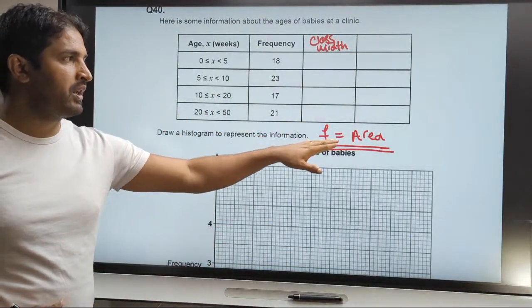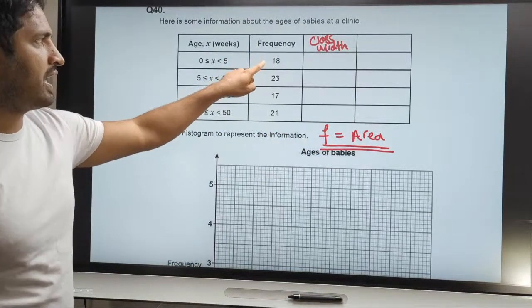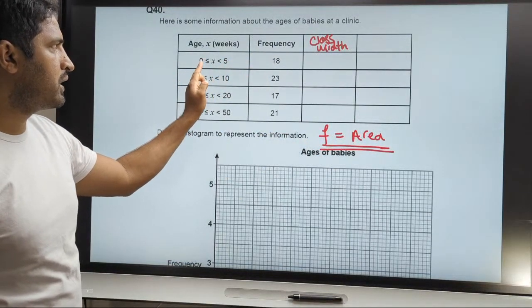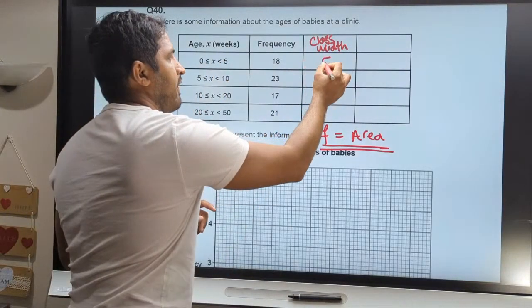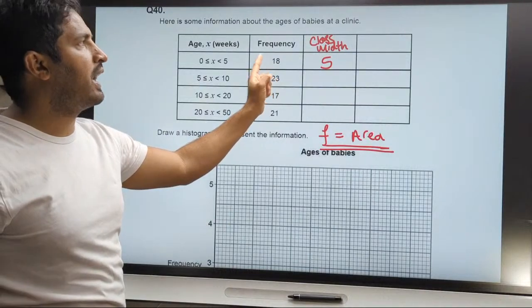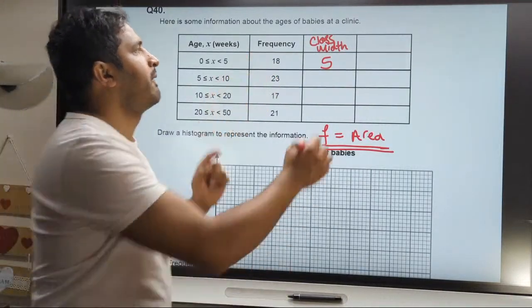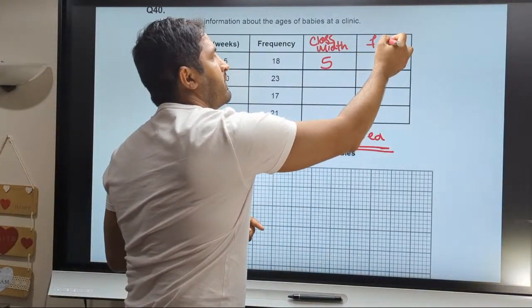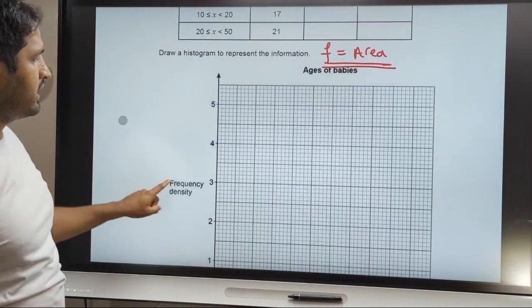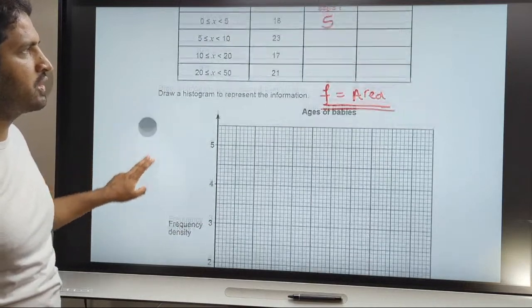So if frequency means the area, the area is 18 and the width of the bar goes from 0 to 5, so the class width is 5. So 5 times what gives you 18? I can work that out by doing 18 divided by 5. That's your frequency density, the height of the bar. On the axis here it says frequency density. That's what we're trying to work out.